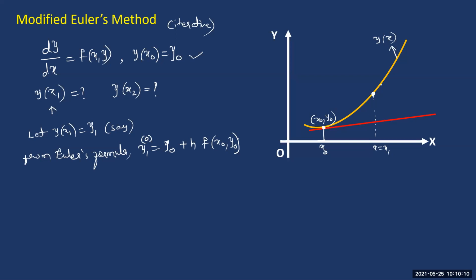But since you have approximated the original graph by this red colored line, instead of considering this point, you will take only this intersection point. So this height, the height from this red line to the x-axis, is an approximation to the original solution at x1. And that's how you got this idea: y1 equals y0 plus h times f of x0, y0.